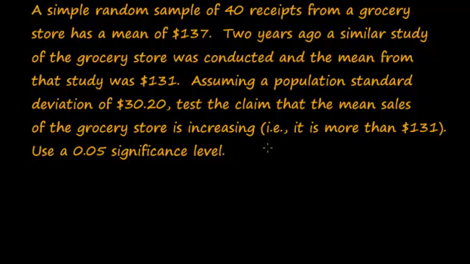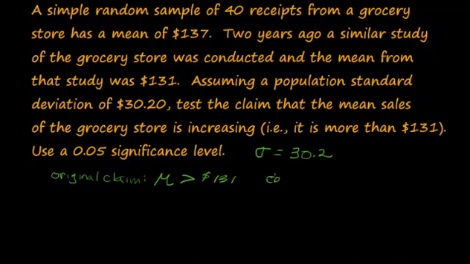So we were given the population standard deviation. I'm just going to make a note of that over here. 30.2 is what I can enter in the calculator. And now we want to determine what the original claim was. So the original claim is the mean is increasing, more than $131.